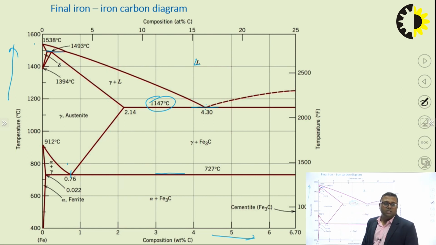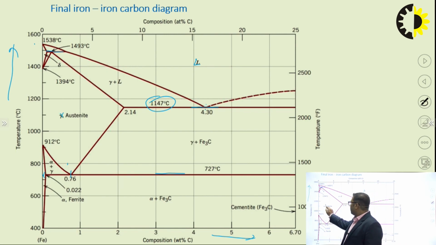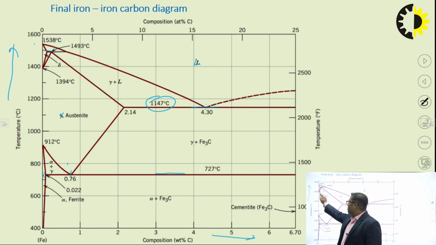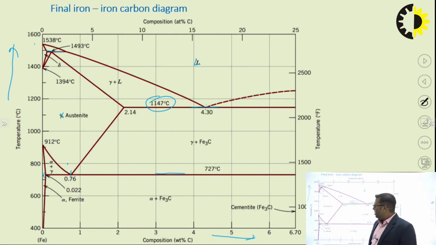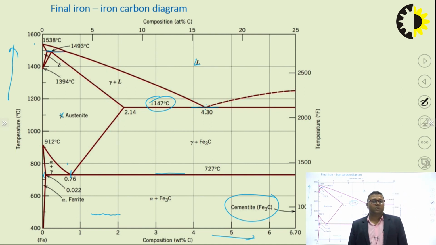The different phases you generally see in this diagram are: first, the alpha phase, which occurs here. Second is the gamma phase, gamma austenite, and third is delta ferrite. Alpha ferrite, gamma austenite, and delta ferrite. Martensite occurs in this range, and this is the cementite. These are the five different phases which occur in the iron carbon diagram.